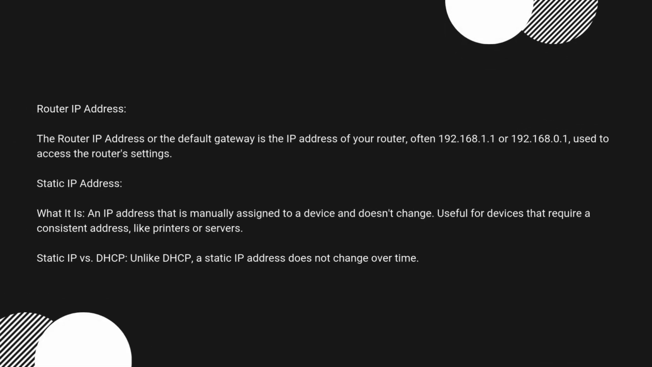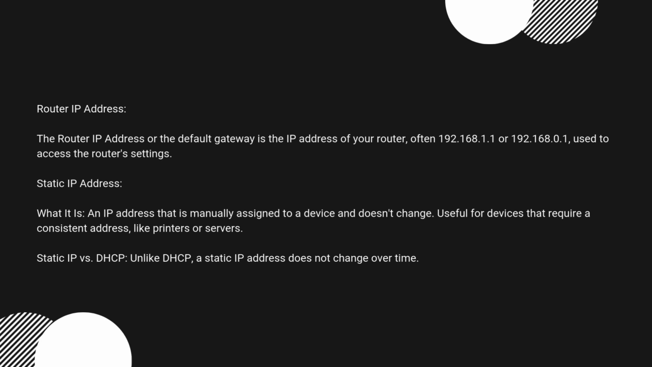The router IP address. The router IP address, or the default gateway, is the IP address of your router, often 192.168.1.1 or 192.168.0.1, used to access the router settings. Static IP address. What it is: an IP address that is manually assigned to a device and doesn't change. Useful for devices that require a consistent address, like printers or servers.